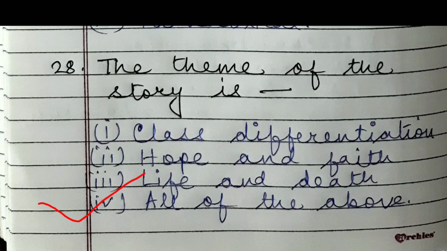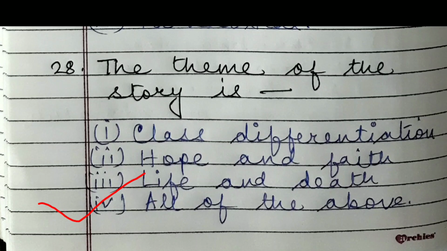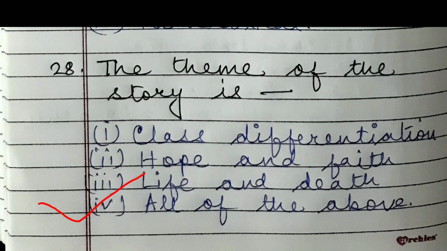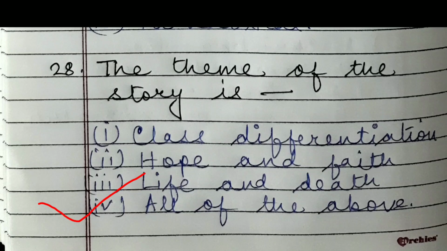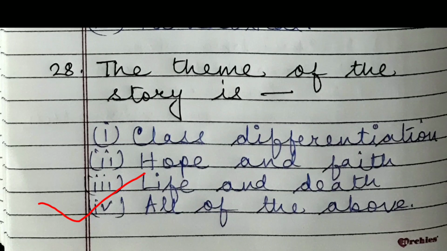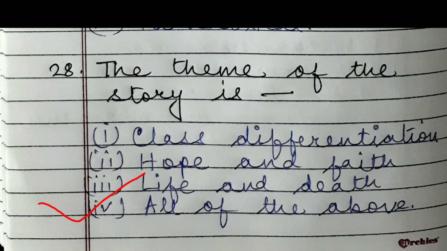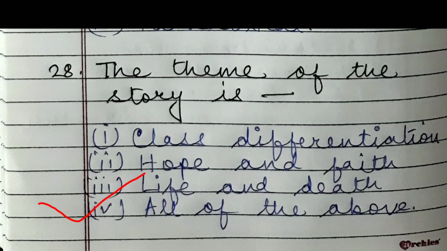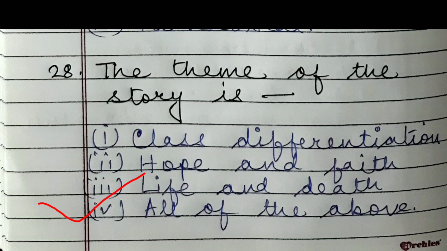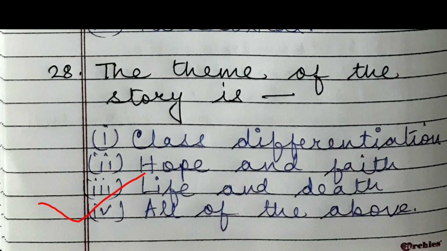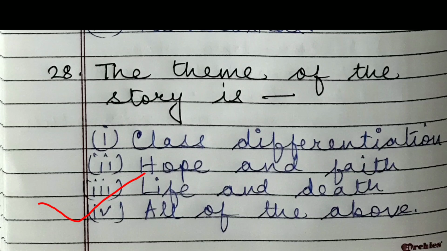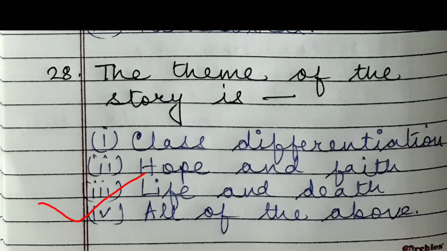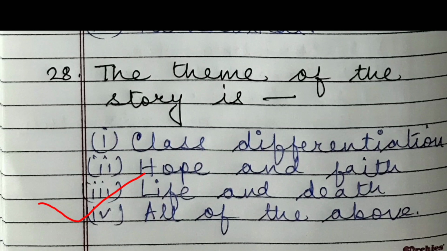There is the theme of hope and faith because there is hope as well as faith in the little girl's heart that she is going to live, and so she visualizes those beautiful things like the Christmas tree and the roast goose and things like that. And there is also the theme of life and death because the story revolves round the life and death of this little girl. And so the right answer will be option 4, all of the above. All these three themes are present in the story.